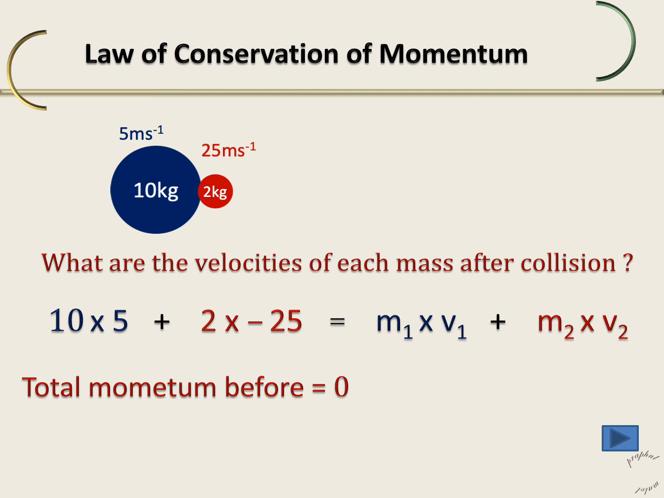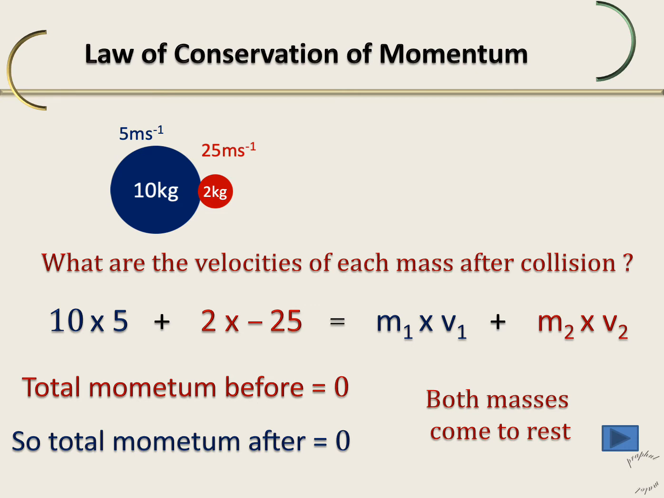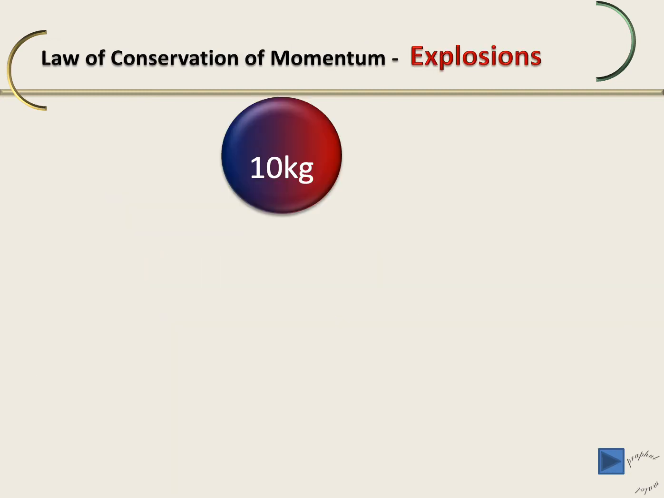That means, according to the law of conservation of momentum, after collision also the momentum should be 0. That means both bodies will not move. So after the collision, both will be stopped immediately because their momentum will cancel each other. Okay? Let's see a different example now.